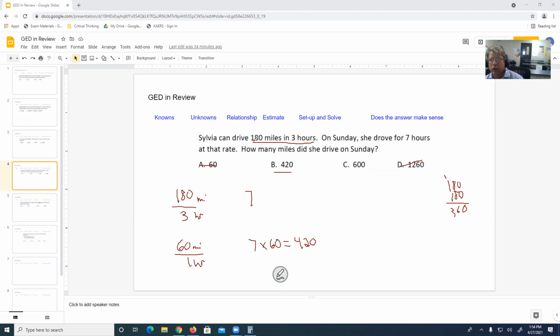So here to start with, we have 180 miles in 3 hours. That is actually a rate, which I can write like a fraction. And also the word in can be replaced with the word per, and per implies division. And then we know that she drove a total of 7 hours. So that helps me knock out A and D just by looking at the answers. I then can also make this a unit rate by dividing it out. Then I can just multiply by 7, and that would give me my total miles for Sunday. So that's kind of my thinking there.